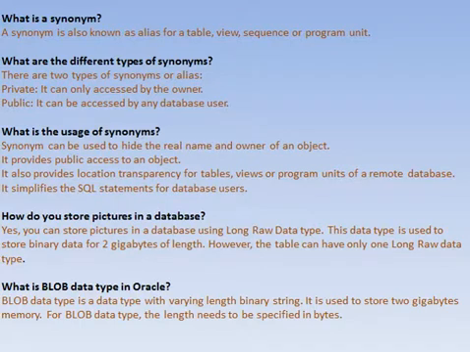What is the blob data type in Oracle? Blob is a data type with a varying length binary string. It is used to store 2 GB of memory. For the blob data type, the length needs to be specified in bytes.